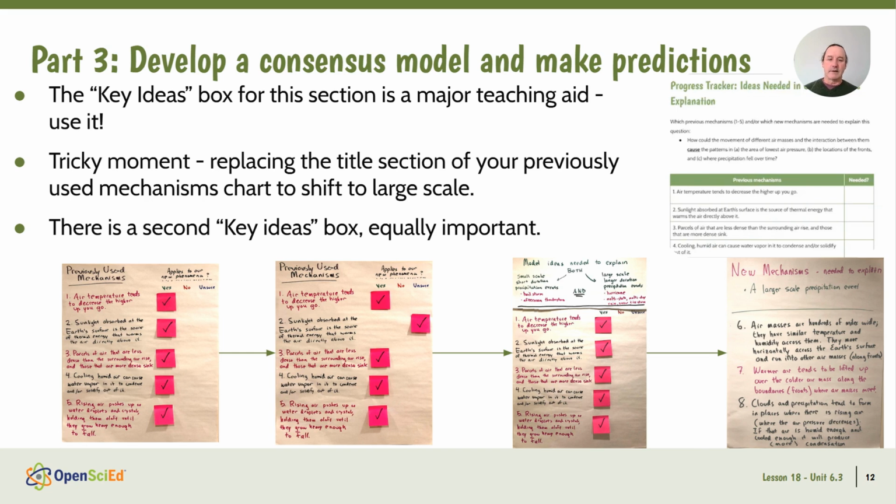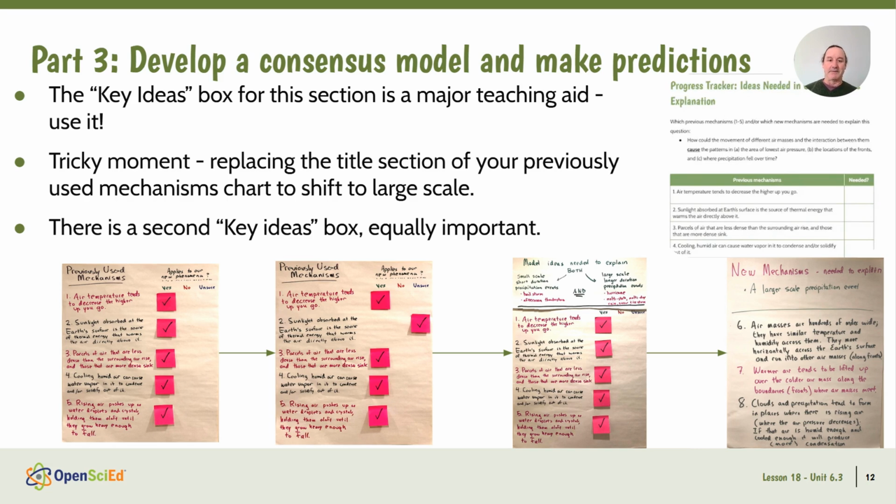Then you shift into this new scale idea. And are these mechanisms useful for explaining large scale storms? And you come to the conclusion that no, they're not. So you need new mechanisms. And there is another key idea box, and that goes with this second part of this discussion. And you need to focus on this one too.